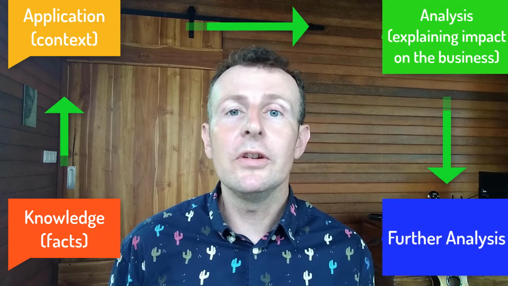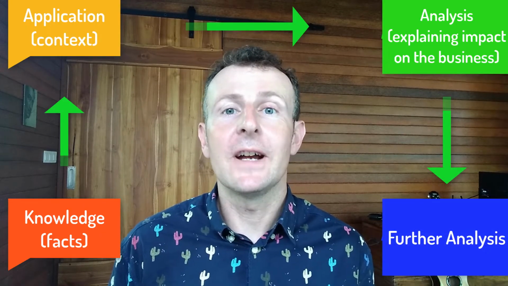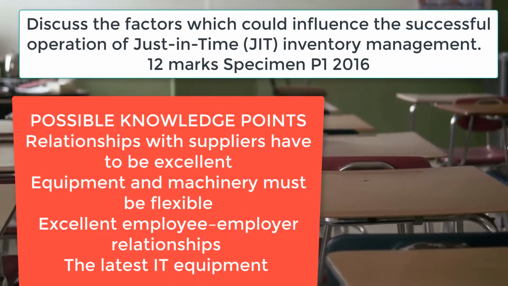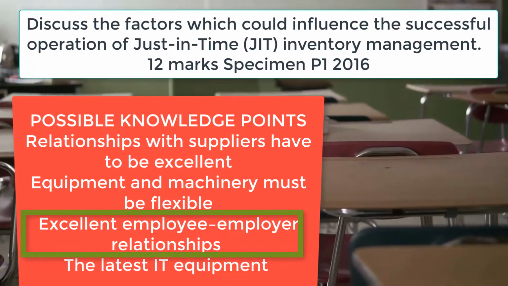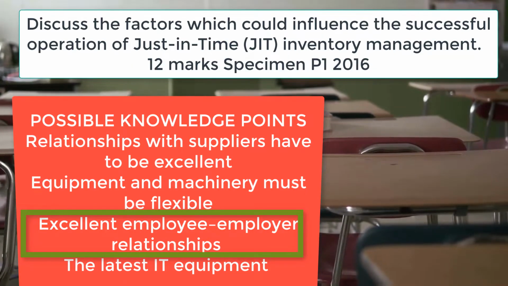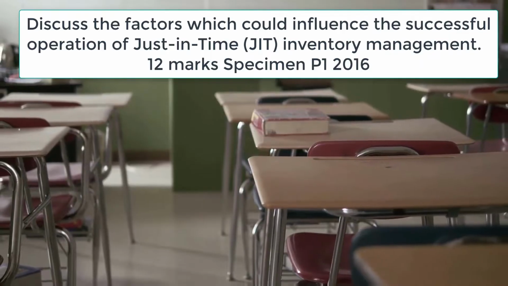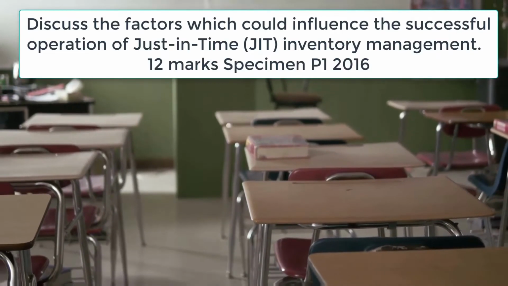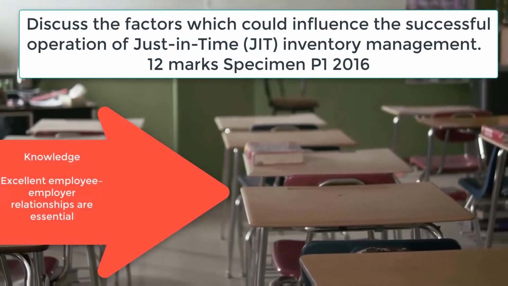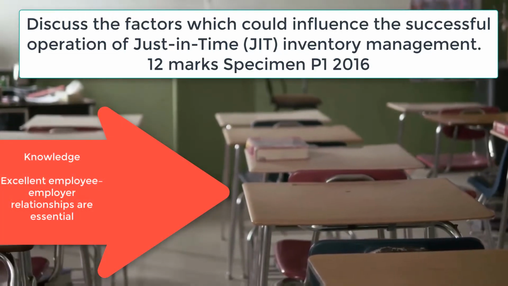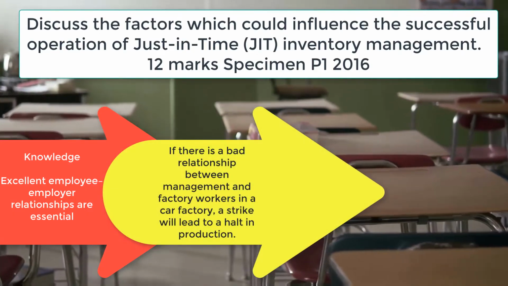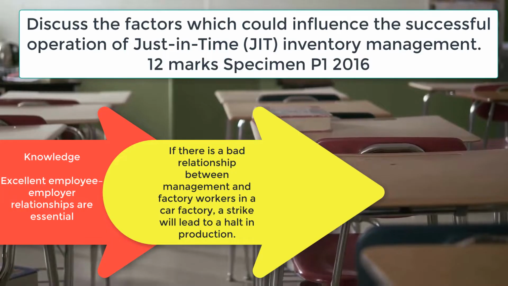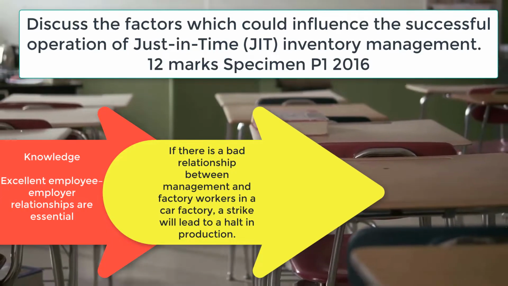So if we take one of the knowledge points from before, one of the factors which influence the successful implementation of just-in-time, let's take excellent employee-employer relationships are essential. So first, let's start by explaining this a little bit further. If there is a bad relationship between management and factory workers in a car factory, this will lead to a strike and a halt in production. Here we are using application by using an example of just-in-time in action in a car factory.